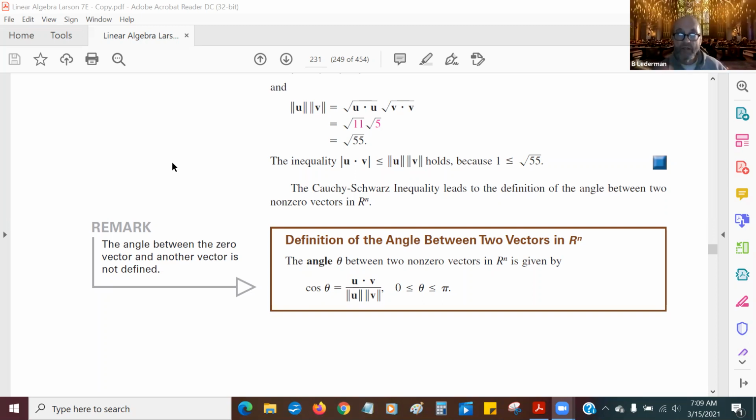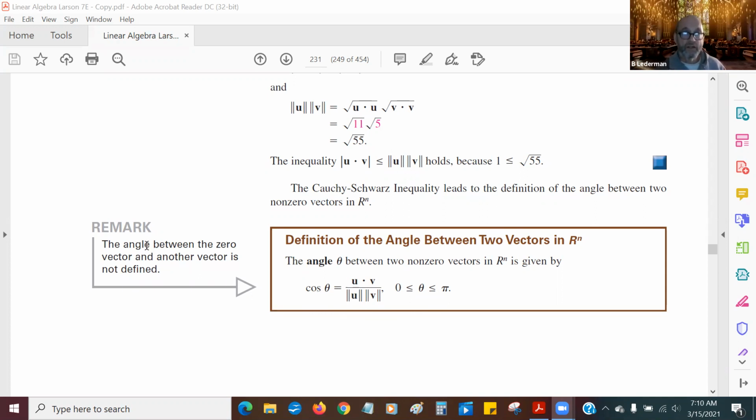The angle theta is defined using u dot v, the dot product, over magnitude u times magnitude v, and this big giant quotient here is cosine theta. Now, once you know cosine theta, then you could figure out theta itself. And we have restrictions that theta is between 0 and pi. So theta is just going to be the arc cosine of whatever this fraction is.